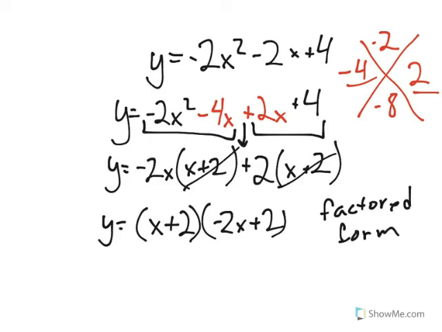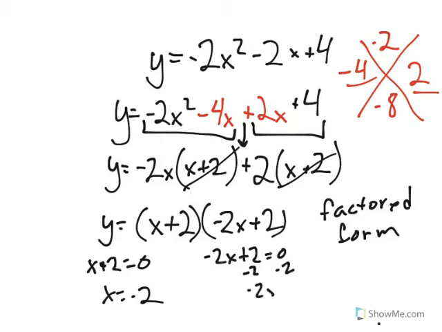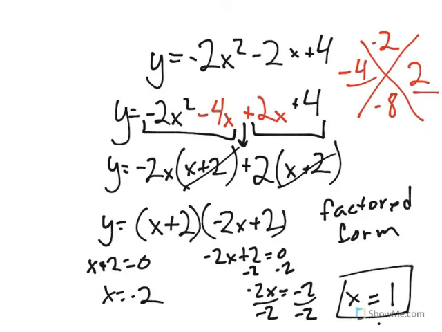And now to find my roots, again I would set each of these equal to 0, so x plus 2 equals 0, and when I solve that one I get x equals negative 2, and then negative 2x plus 2 equals 0. Subtract 2 from both sides, I get negative 2x equals negative 2, divide both sides by negative 2, and I get x equals 1. So my roots are x equals 1 and x equals negative 2. So now that I have the roots and the vertex, I can go ahead and graph.